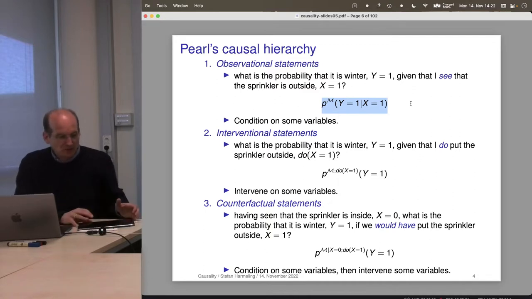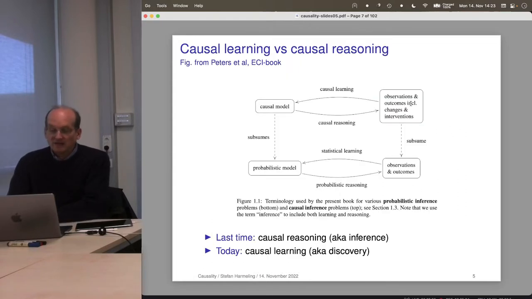And of course, the machine learning researchers, they are so numerous and so clever that they do. And so there are people who try to combine machine learning with causality. And we see a couple of examples in this lecture. Okay, so this is another slide from last time.